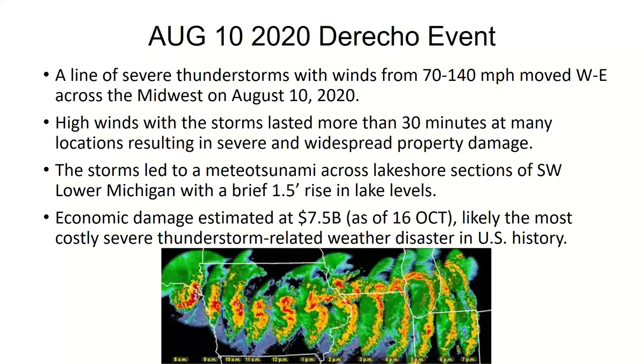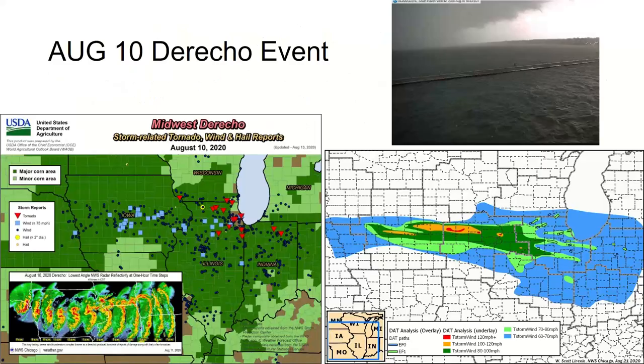And then finally, one of the reasons I had this here, it's just an incredible thing. The damage estimate so far from NOAA's National Centers for Environmental Information is $7.5 billion. That's as of mid-October. Some of the loss damages are still being tabulated, but this would rank this event as certainly the most costly weather disaster related to severe thunderstorms in U.S. history, and probably more than that. It's beyond anything that really is on the record books. A very costly event that fortunately didn't last any longer than it did, but it did impact southwestern portions of our region here.